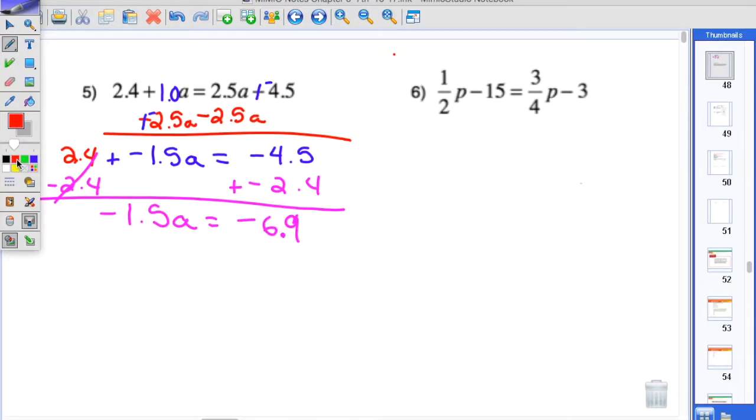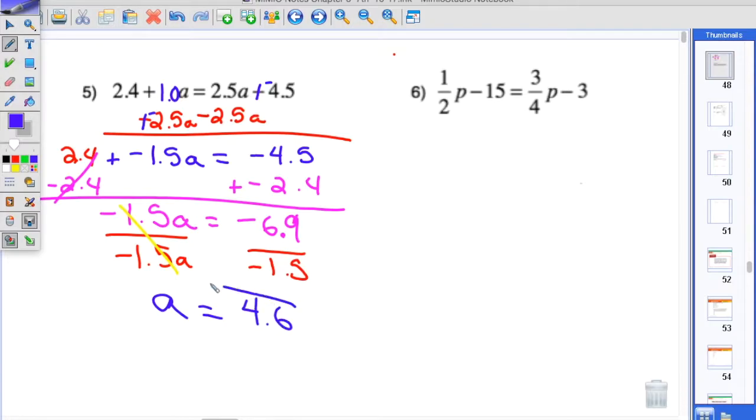And we need to get the a to one side, so divide both sides by the negative 1.5a. So on the left-hand side, it cancels out, and we're left with a equals, a negative divided by a negative is positive, and 6.9 divided by 1.5 is 4.6.